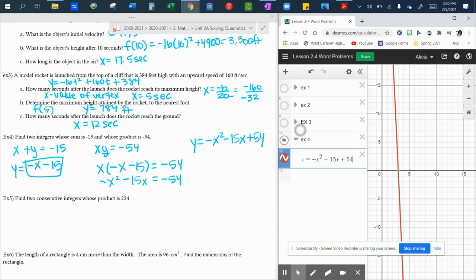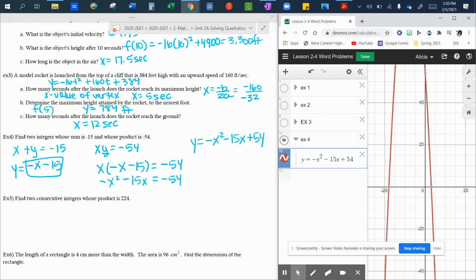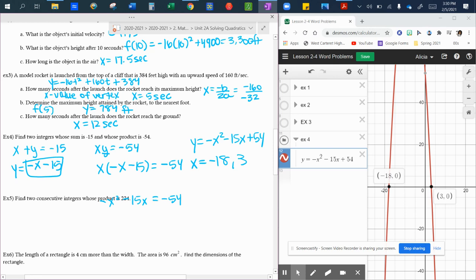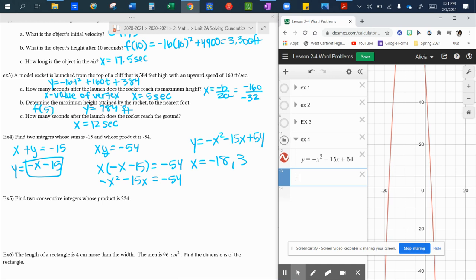And here, because I have a negative product and a negative sum, I should expect a positive answer and a negative answer. So here we see x is going to equal negative 18 and positive 3. And we see that negative 18 plus 3 is negative 15, and in Desmos, negative 18 times 3 is negative 54.